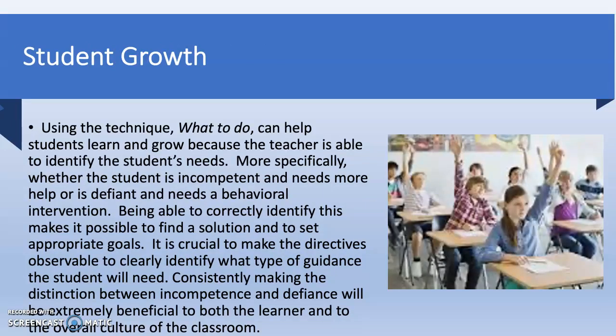So for student growth, using this technique, What to Do, will help students learn and grow because I will be able to identify the student's needs. More specifically, whether the student is incompetent and needs more help or is defiant and needs a behavioral intervention. Being able to correctly identify this makes it possible for both myself and the student to find a solution and set appropriate goals. It is crucial to make the directives observable, to clearly identify what type of guidance the student will need. Consistently making the distinction between incompetence and defiance will be extremely beneficial for both the learner and for the overall culture of the classroom.